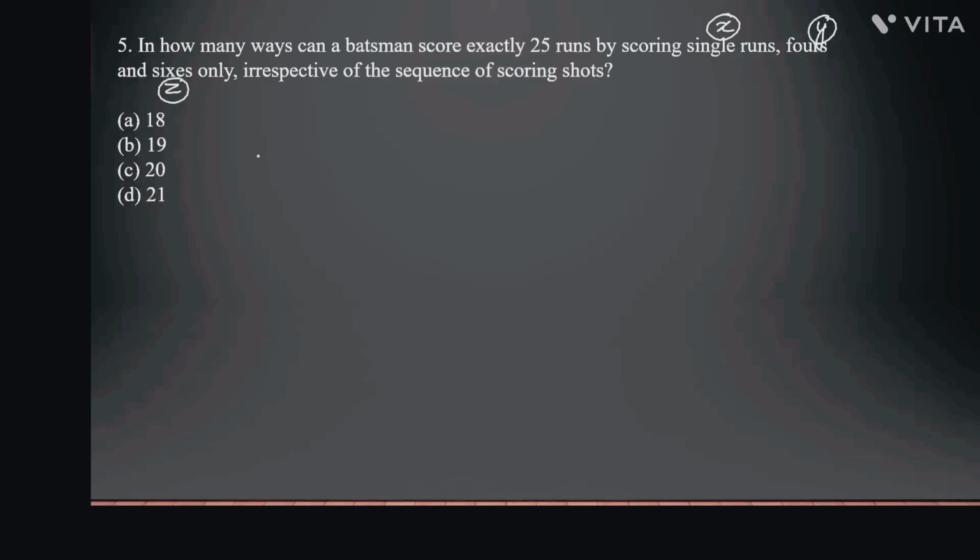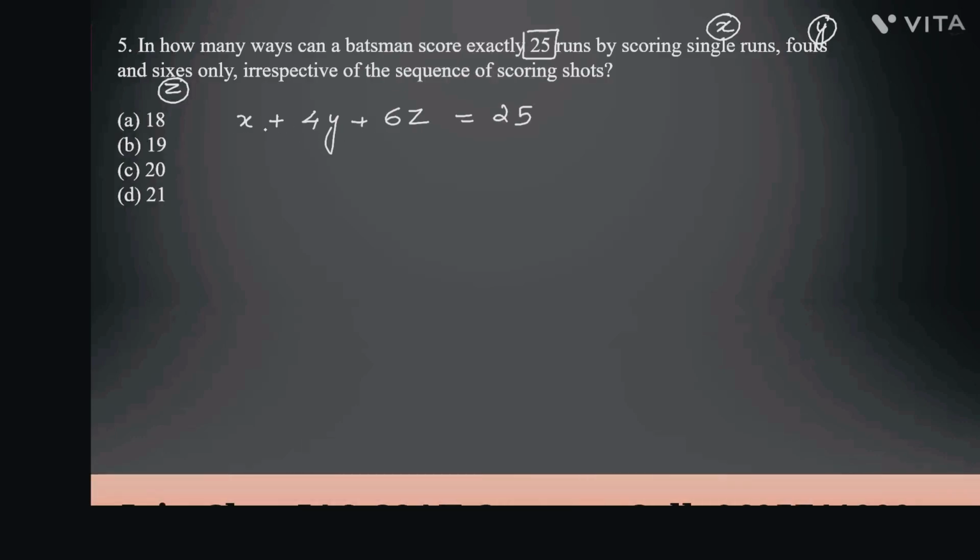Okay, three variables I'm using, and the total runs is 25. So what is the single equation that you can form here? That is X plus the runs he scored by hitting fours. Y fours he scored, so total runs would be 4Y, and the runs he scored by hitting sixes is 6Z, because the total number of sixes he hit is Z, so 6Z is the run scored from that. And the total runs here, that is the sum of all these three, should be equal to 25. So this is a simple linear equation of three variables, X, Y, and Z.